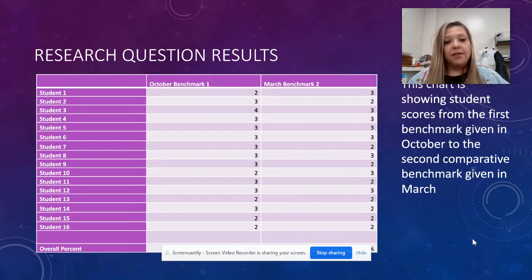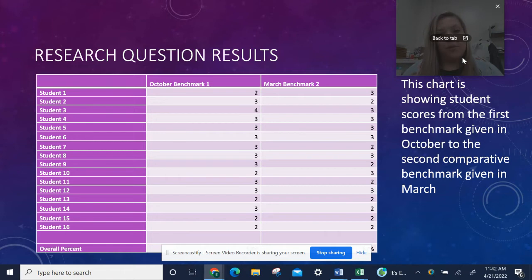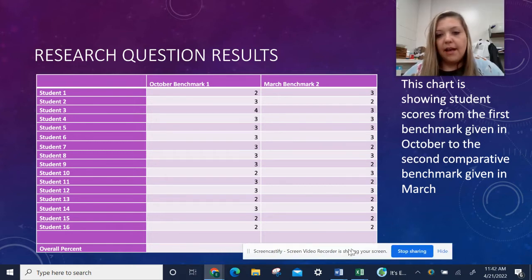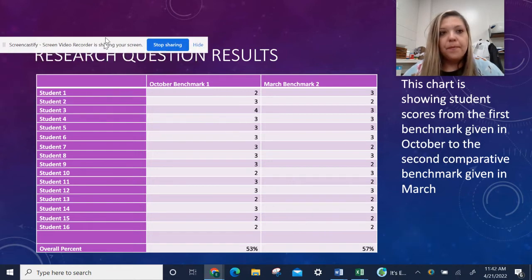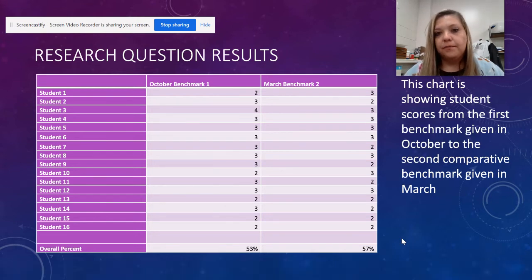And here is a comparison of the benchmark results from the first one, given in October, to the second one, given in March. This is over the first four standards that were mentioned previously. You can see that the results did not show significant growth. There was a slight change, 53% compared to 57%, but it was not a large growth at all.